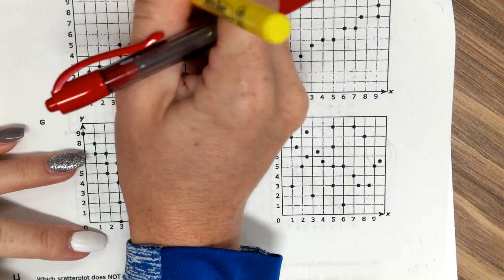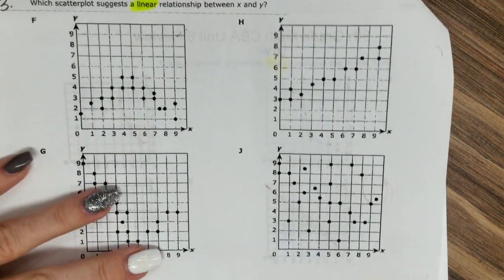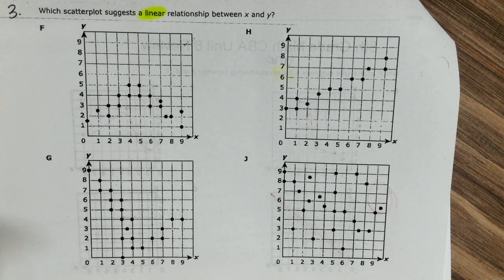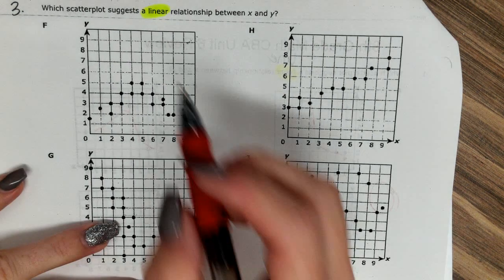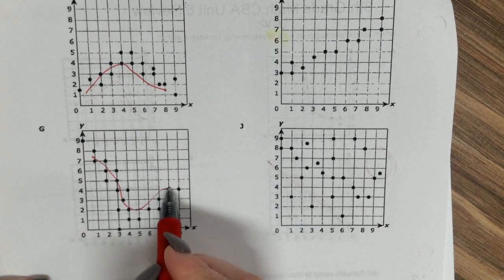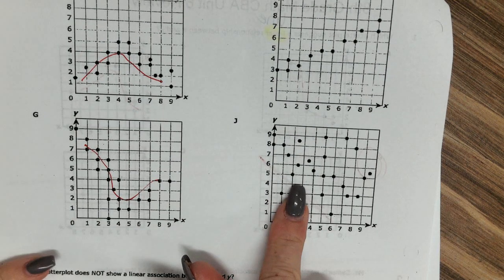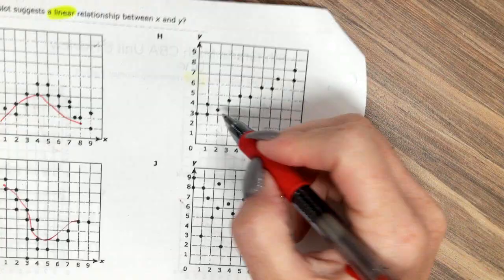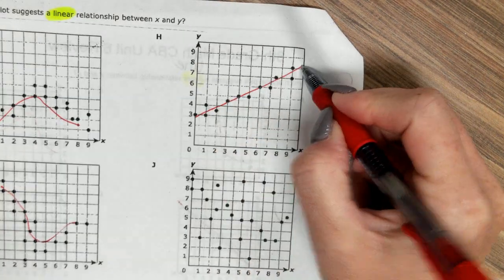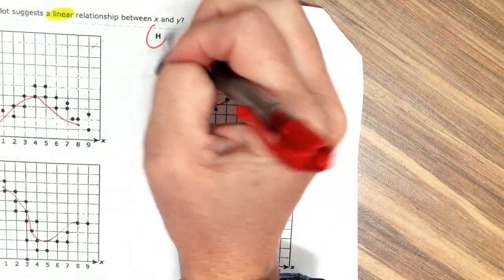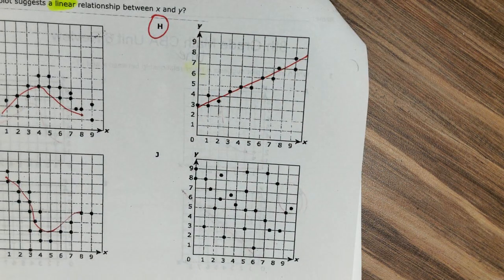Number 3, it uses that word linear again. Which one is linear? What does linear mean? Guys, if y'all missed this question, that just tells me you don't care. This is curved. This is curved. This is what? No association. But could I draw a straight line through this one? Yes, so it was H.